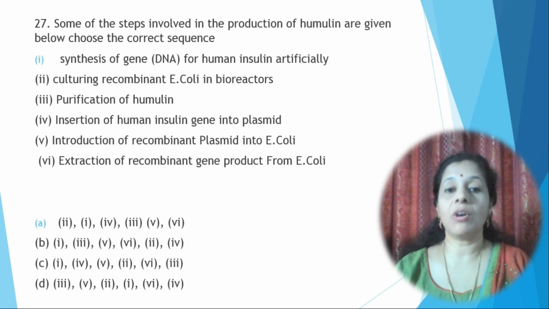Then introduction of the recombinant plasmid into E. coli. Culturing recombinant E. coli in bioreactors. Extraction of recombinant gene product from E. coli and purification of humulin. So option C is the correct sequence of production of humulin.